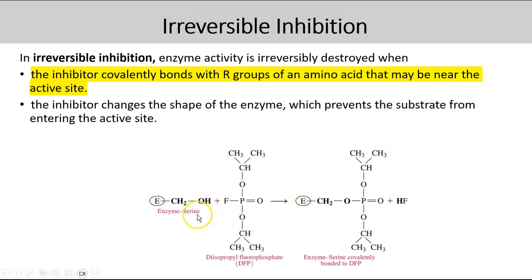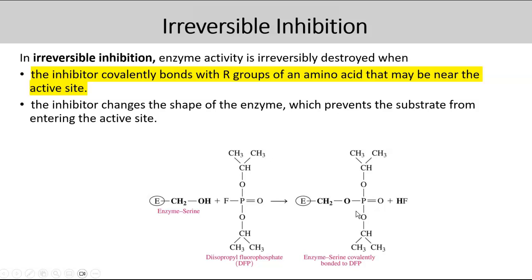There is one example here, the enzyme serine. Serine is one R group contained in the active site of the enzyme. This big molecule is called diisopropyl fluorophosphate, an example of an irreversible inhibitor. This inhibitor can bind with this R group, the CH2OH group, right?